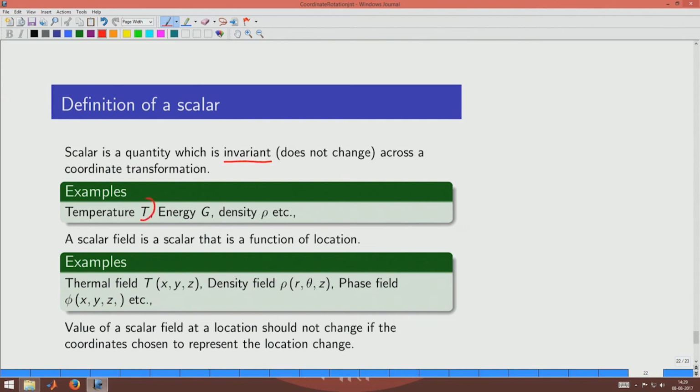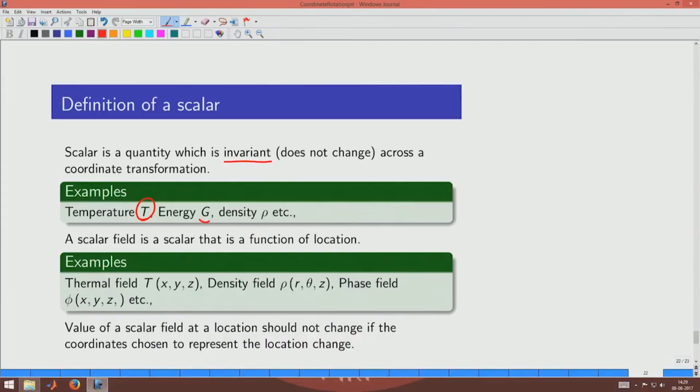Examples are of course temperature. We know that whichever way the x, y, z coordinate system is oriented, once we specify a location, the temperature of that location is fixed. It does not matter which way the x and y directions are pointing. So, such quantities are called scalars, and it is very important to note that energies are all scalars. Later on, when we define energies in terms of various quantities, we realize that because energy is a scalar, whatever quantities we are using must have a functional form which does not change when the coordinate axes are rotated. The density is also one more example where it is a scalar field.